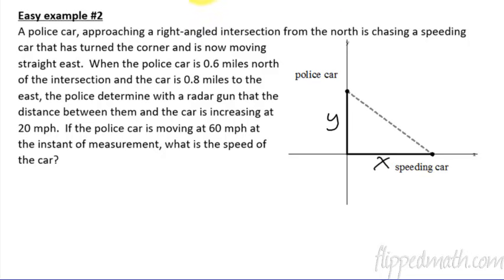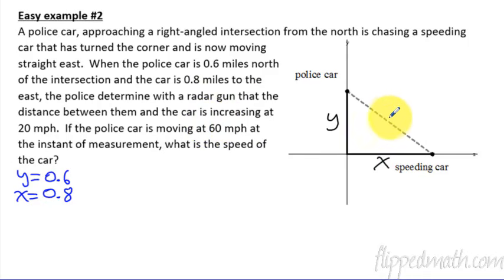Let's see. So what else do I want? Let's label some things. At the exact moment when the police car is 0.6 miles north, so at the time when y is equal to 0.6, and the car, so the speeding car, when we say the car, we're talking about the speeding car, is 0.8. So x is going to equal 0.8 miles to the east. The police determined with a radar gun that the distance between them, that's this dashed hypotenuse, and the car is increasing at 20 miles per hour.